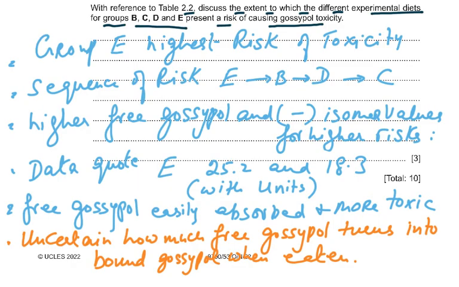Now, just wording it for you so that you can see how we word the answer. Group E has the highest risk of toxicity, sequence of risk E, B, D, C, higher free Gossypol and negative isomer values for higher risks, with data quote E, 25.2 and 18.3 with the units, then free Gossypol easily absorbed and more toxic. Again, something which was given in the question. Uncertain how much free Gossypol turns into bound Gossypol when eaten. So something which was not very clear from the diagram, but you thought of it. So when we say with reference to table 2.2 discuss, this is what we have to understand: where do we discuss and how do we do this.